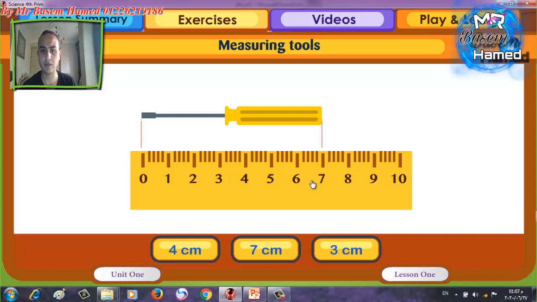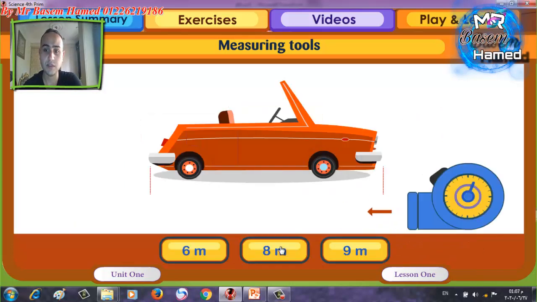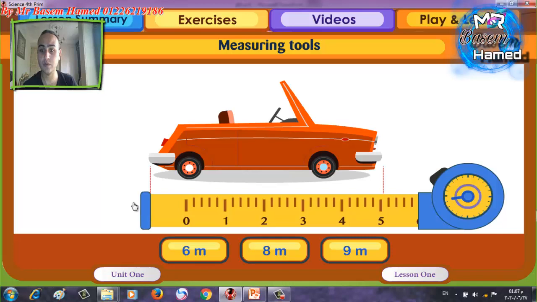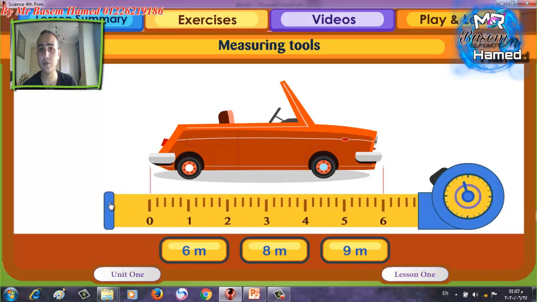We have a car. I think the car is not short, it's long. So we will not use the ruler this time. We will use the measuring tape. Okay, let's pull it, keep zero as your start point. Look, this time we will not use the centimeter unit. We will use the meter unit. So, 0, 1 meter, 2 meters, 3, 4, 5, 6 meters. So, the length is 6 meters.